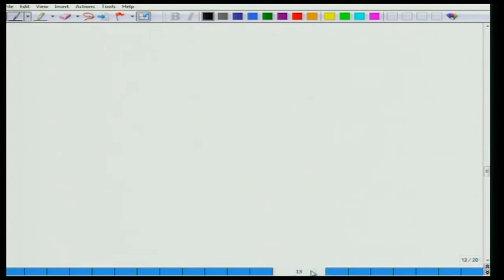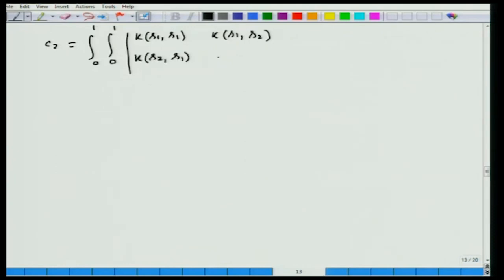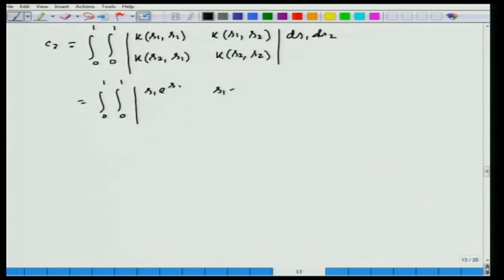Next, if we calculate c2, this will be equal to double integral 0 to 1, 0 to 1 determinant k of (s1, s1), then k of (s1, s2), second row k of (s2, s1), and then k of (s2, s2) ds1 ds2. If we substitute the expressions for kernels, it will be s1 e to the power s1, then s1 e to the power s2, then s2 e to the power s1, and s2 e to the power s2 ds1 ds2.